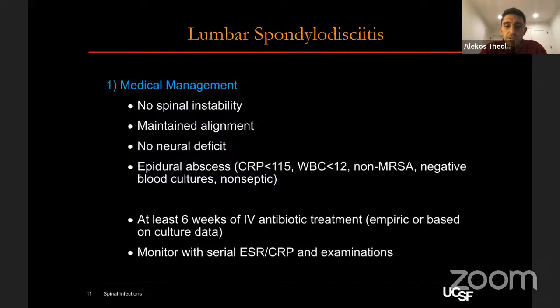If you are going to treat them non-operatively, getting the infectious disease team on board is important. At least 6 weeks of IV antibiotics, potentially longer, and then you monitor the response to the pharmacologic treatment with inflammatory markers and examinations.